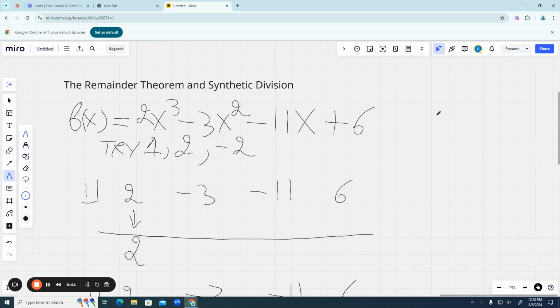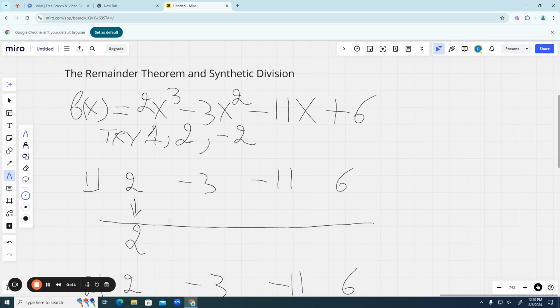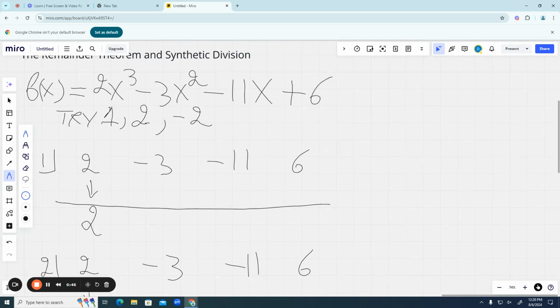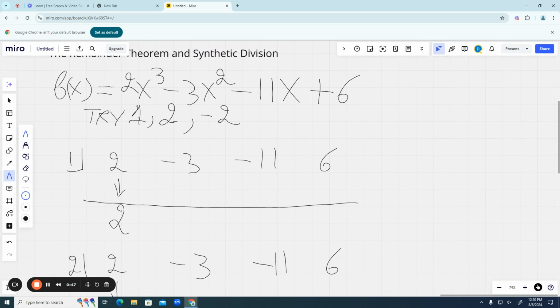So the example that we have is a polynomial function f of x equals 2x cubed minus 3x squared minus 11x plus 6. And we're going to try the numbers 1, 2, and minus 2 with synthetic division. So we set it up with our coefficients 2, minus 3, minus 11, and 6, and we're going to do synthetic division. We went ahead and set that up.